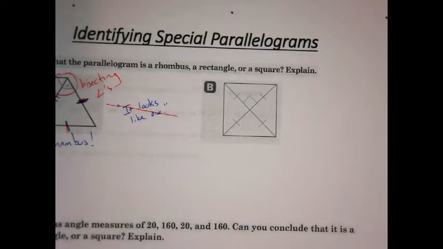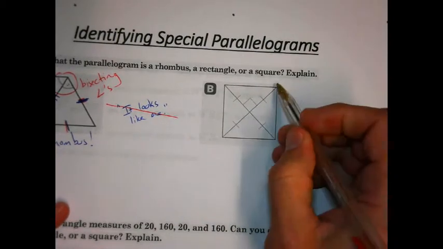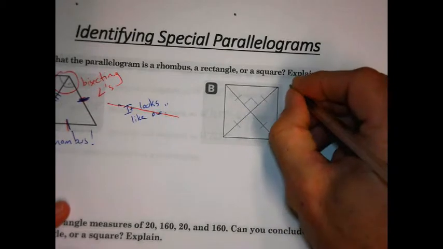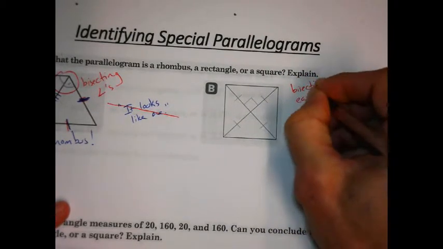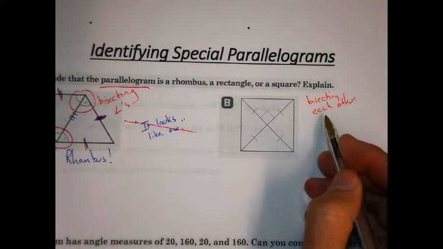We have to establish what's going on. So what's going on here? We have diagonals that are bisecting each other. Okay, so we know that's a parallelogram. I mean, it's given it's a parallelogram. So parallelogram, diagonals bisecting each other.